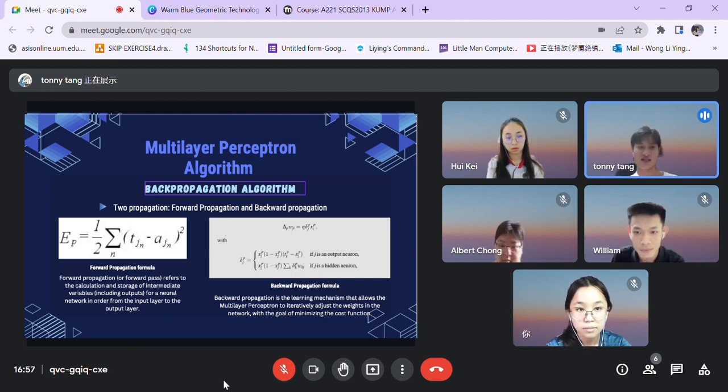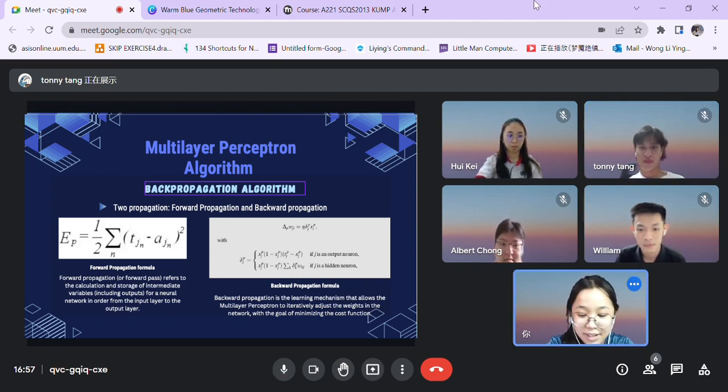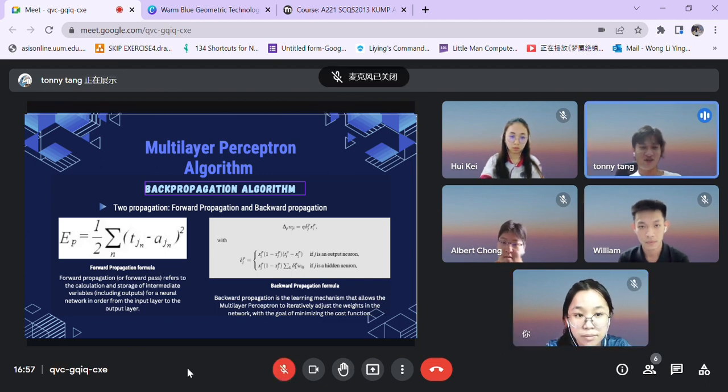So maybe I can ask another question. Can anyone explain to me what principles are used in both forward propagation and backward propagation? I can answer. In my opinion, forward propagation uses the mean square error formula, the sum of the squares of the differences between all target outputs and actual node activation for the output layer. And the backward propagation originates directly from the incremental delta rule. Okay, a very good answer.